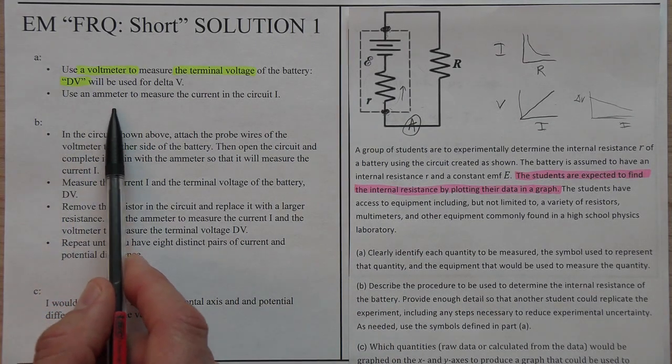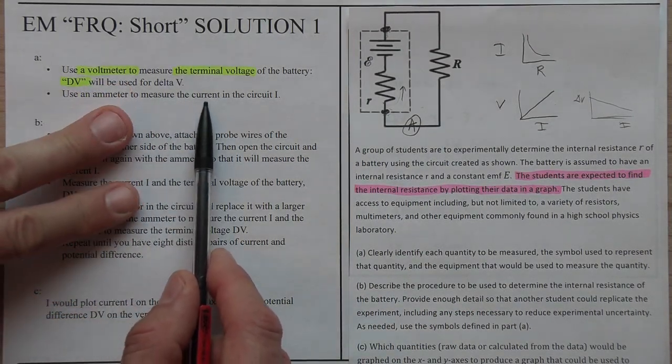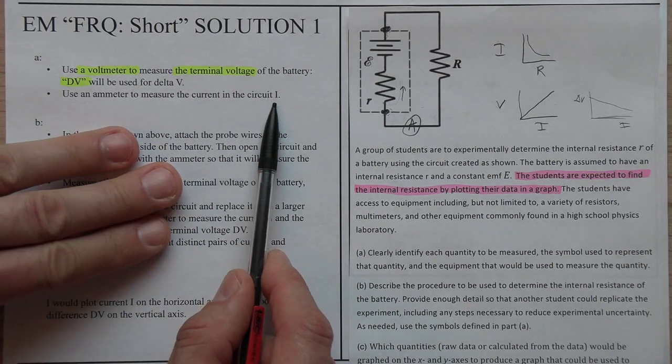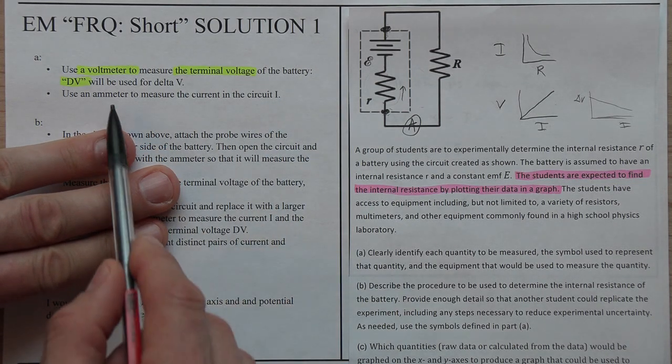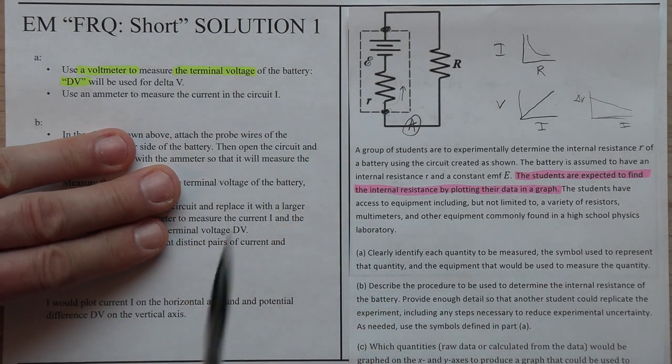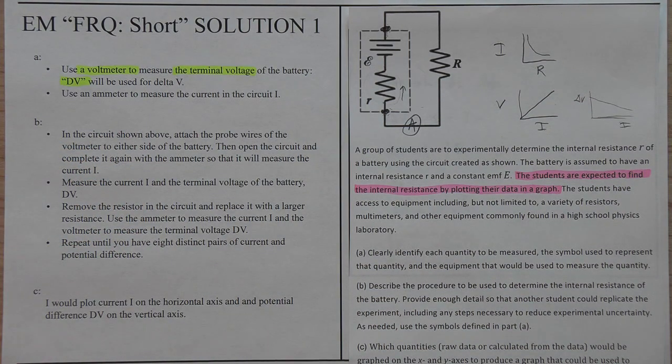And then I'm going to use an ammeter to measure current in the circuit, I, right? So I have the ammeter, current I. Those are the two things I measure, okay? So here's my procedure. And again, you want to be brief but complete. So in the circuit shown above, attach the probe wires of the voltmeter to either side of the battery.